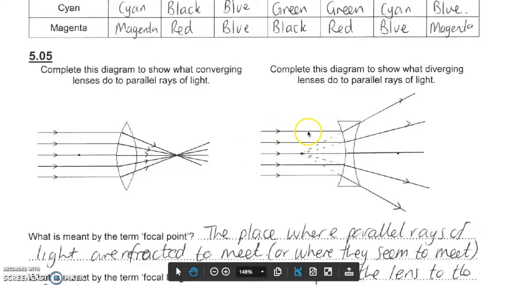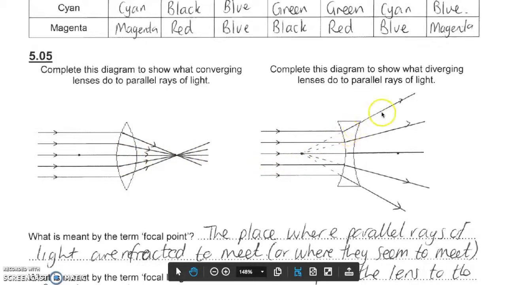Same thing happens here. The light ray comes in. This section reaches the glass block first, so that slows down, causes it to bend, and then it will bend outwards like so. Nothing happens with this middle ray, as I've explained before. Same thing happens like this ray here.